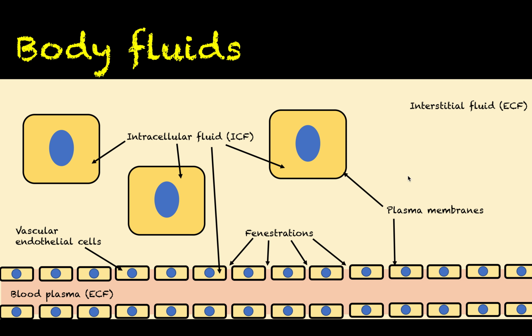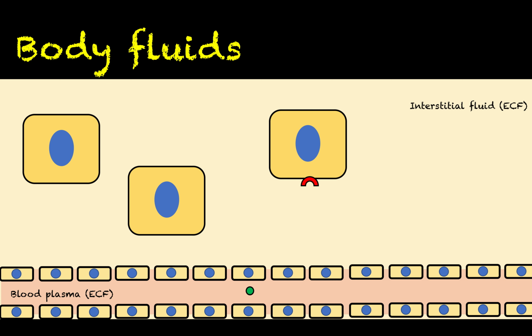But the most important thing is that the intracellular fluid and the extracellular fluid are separated from each other by the existence of plasma membranes, which is something that every cell in the body has. So this plasma membrane prevents the mixing of the contents of the intracellular fluid with the contents of the extracellular fluid. Okay, so let's use our new terminology here to illustrate something that we talked about in the last video.